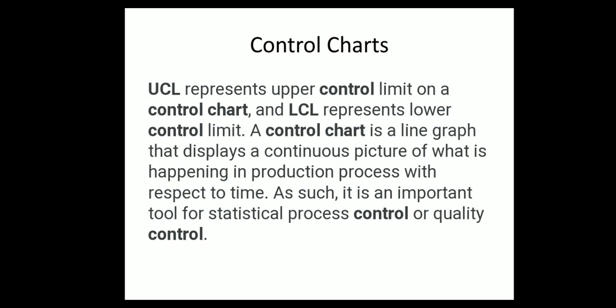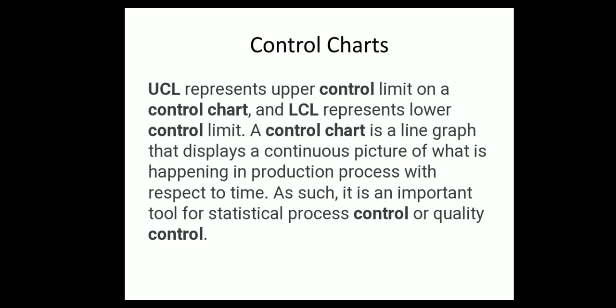A control chart is a line graph that displays a continuous picture of what is happening in the production process with respect to time. As such, it is an important tool for statistical process control or quality control.